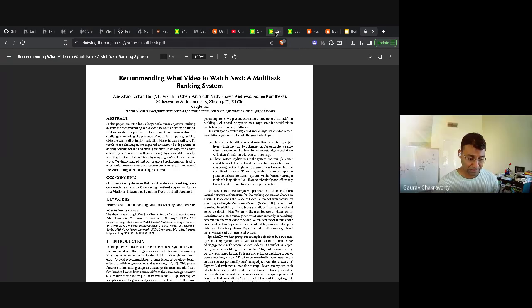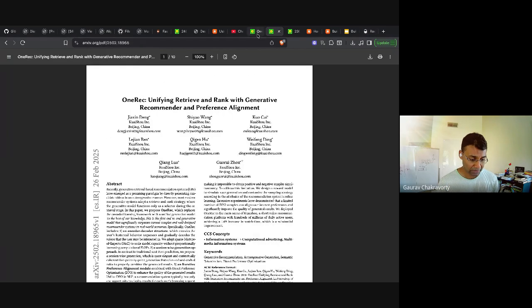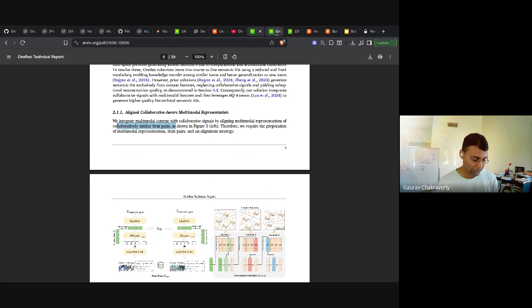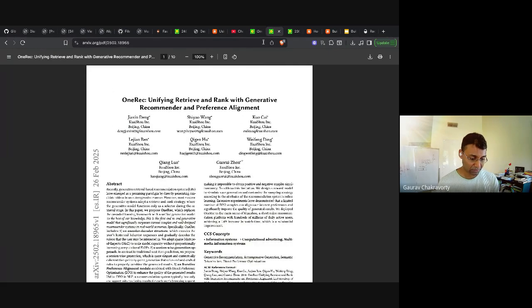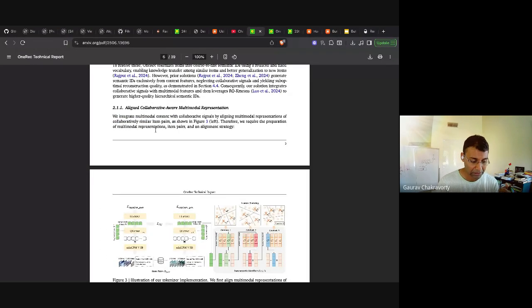Now, this is different from what Tiger did. In Tiger, you just start with your multimodal LLM representation. But in OneRec, actually, there are two OneRec papers. There's the smaller paper, and there's the technical report. I'm mostly focusing on the technical report today.